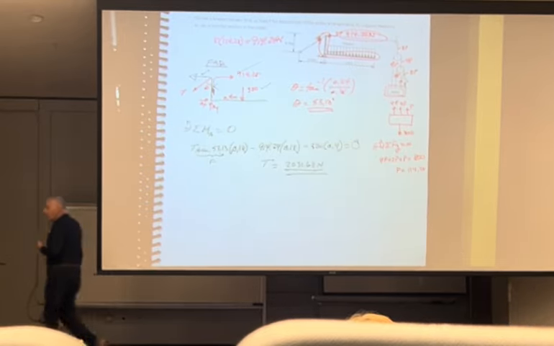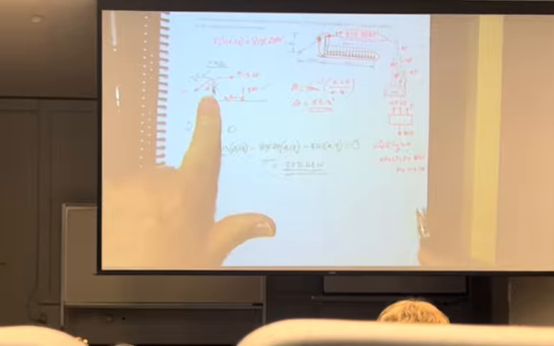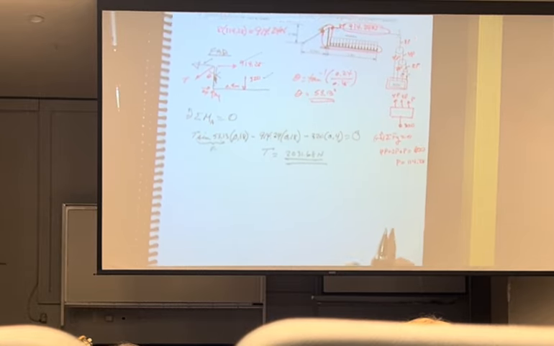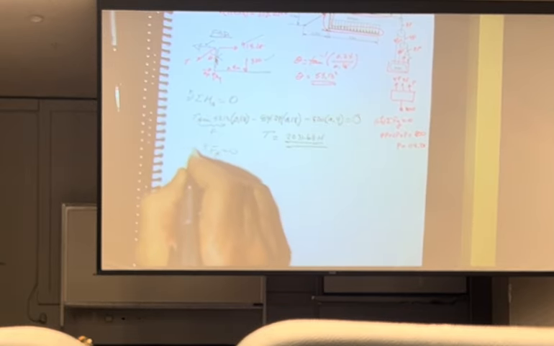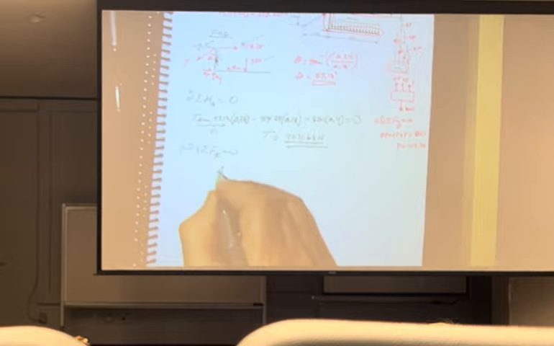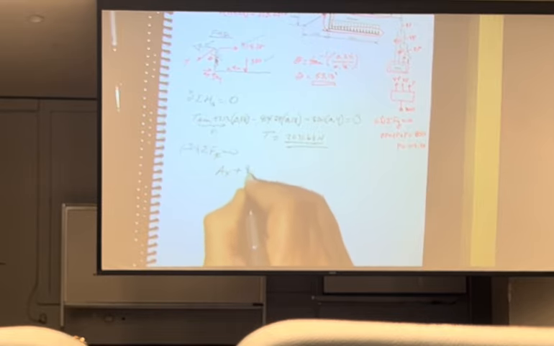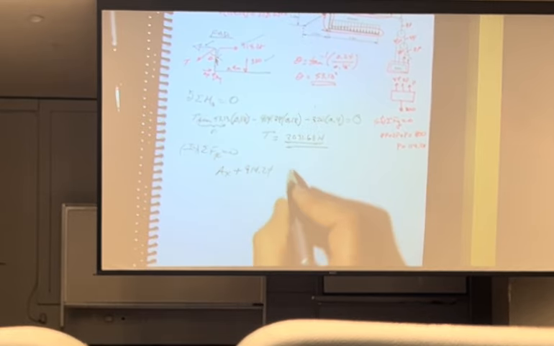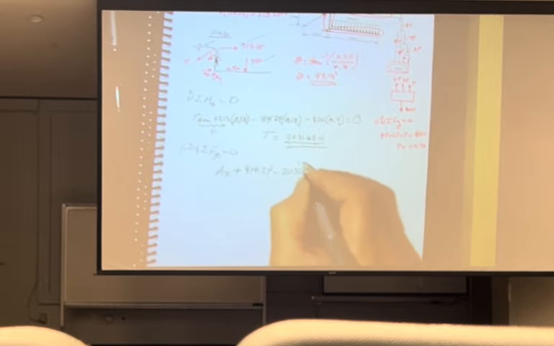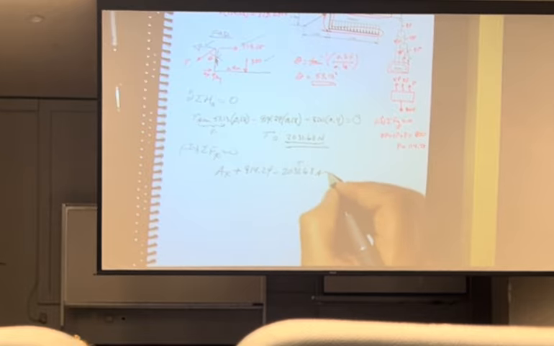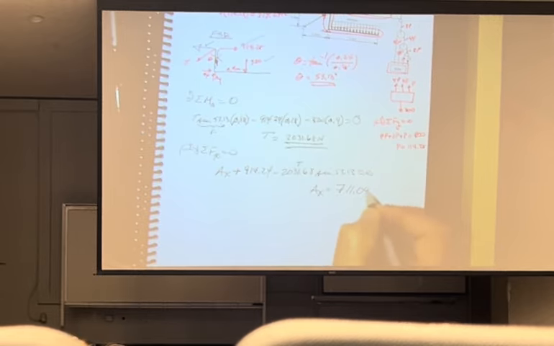Here I was a little smarter and said, let me take a moment at A. That gives me T. Now I simply say, sum of forces in the x equals 0, positive to the right, AX plus 914.24 minus 2031.68, that's the T, sine of 53.13 equals 0. AX comes out 711.04 newtons.